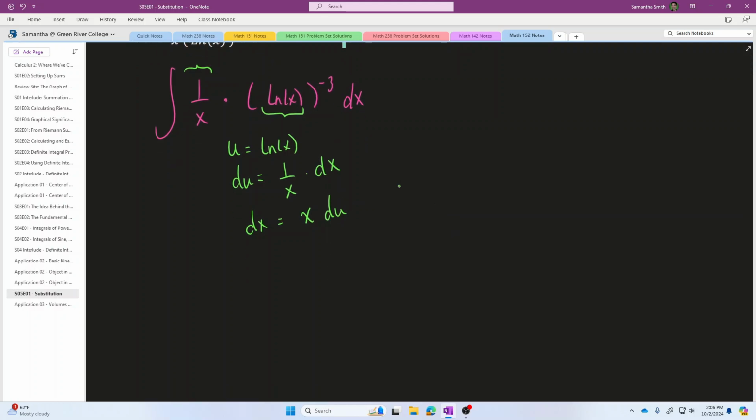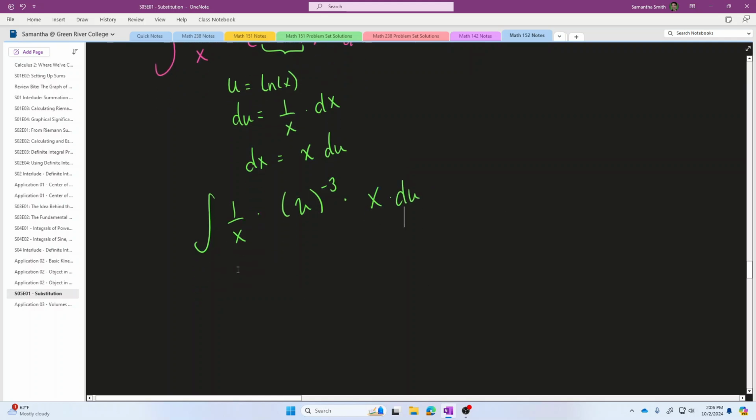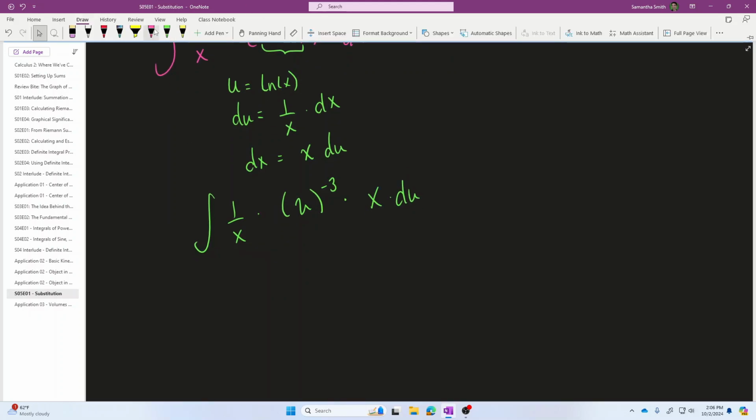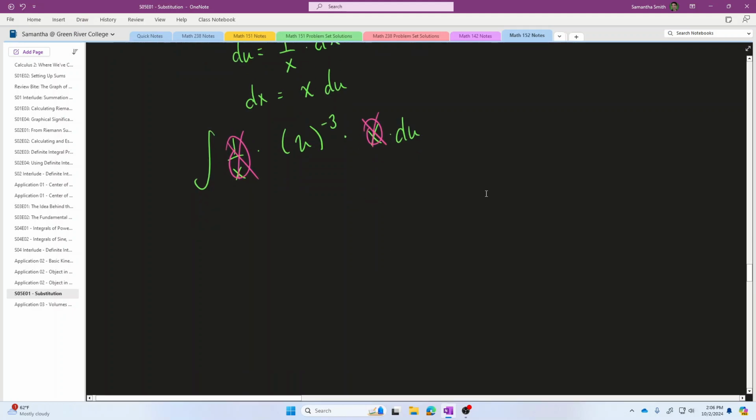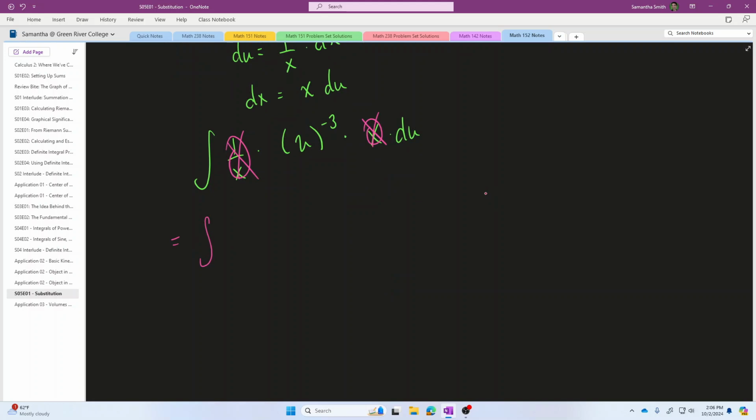Now, if I stick that information into the expression, that natural log of x to the power minus 3 now becomes u to the power minus 3, and the dx in the back now becomes x times du. And as a result of choosing my u wisely, I now have the ability to cancel out this 1 over x and this regular multiplied x, leaving me with an integral containing u only. And a very, very simple, nice integral as well. This is an integral that I can calculate using just power rule.